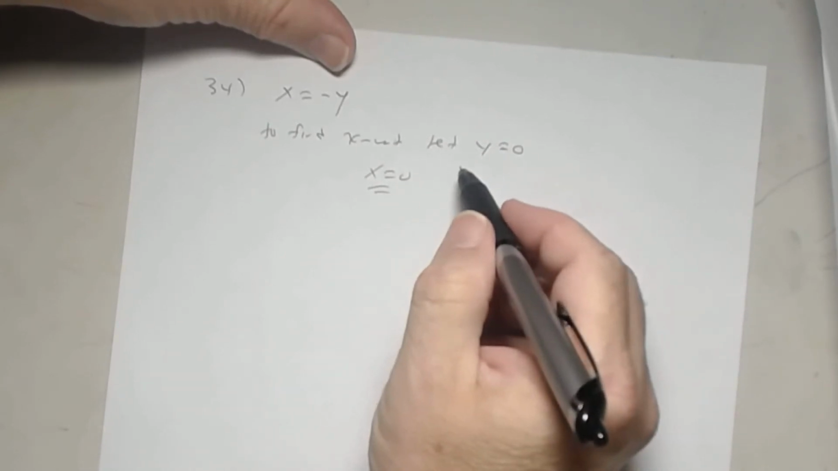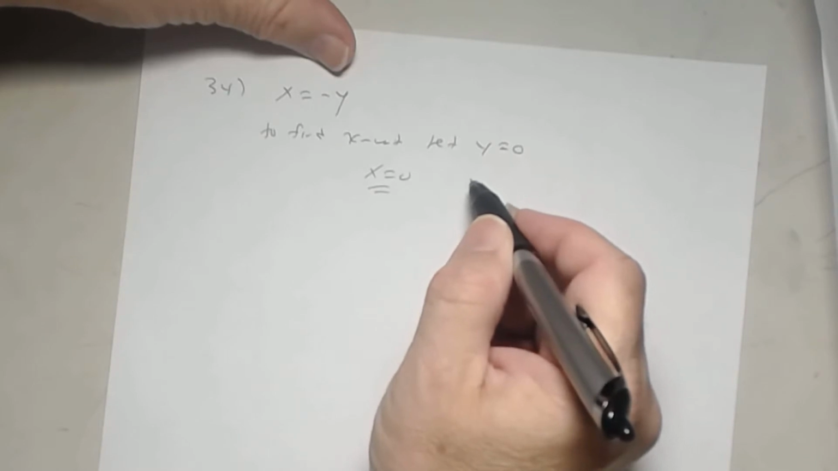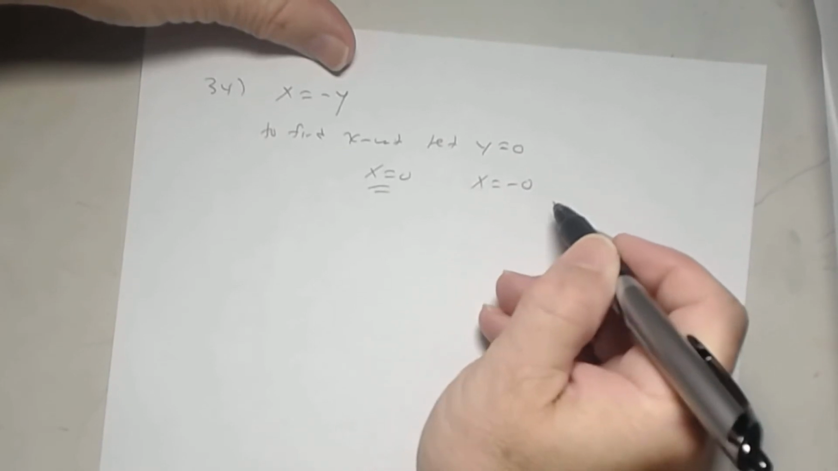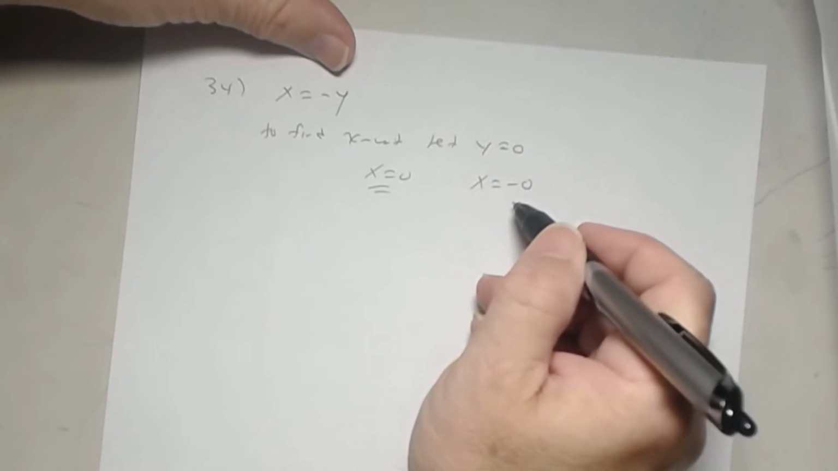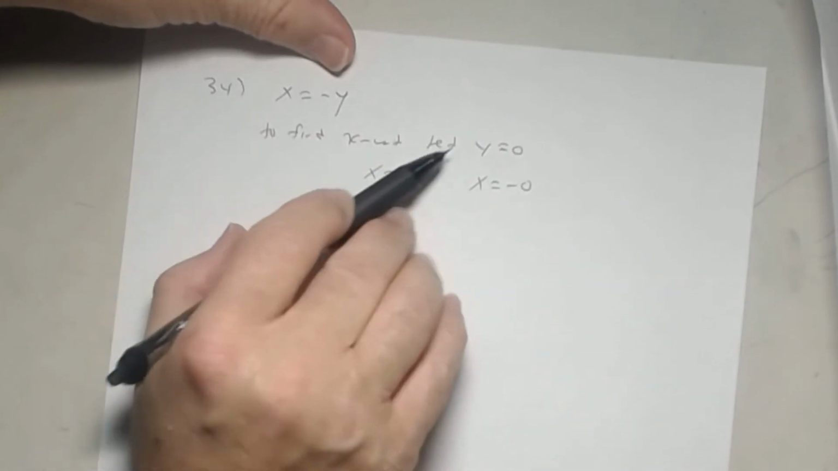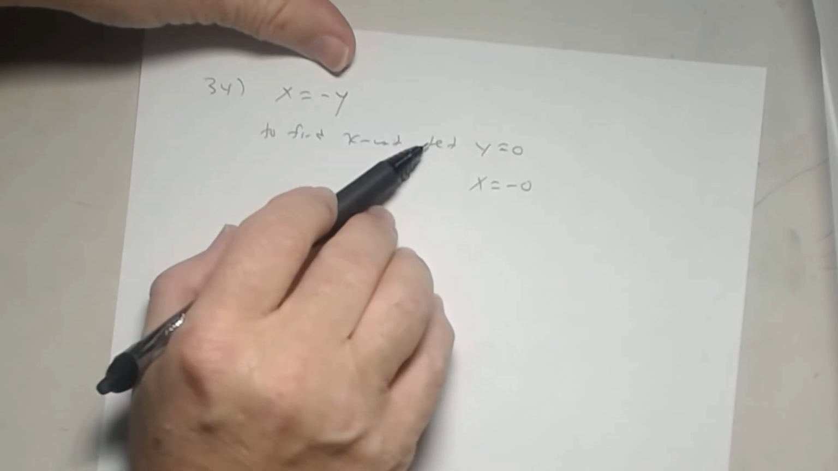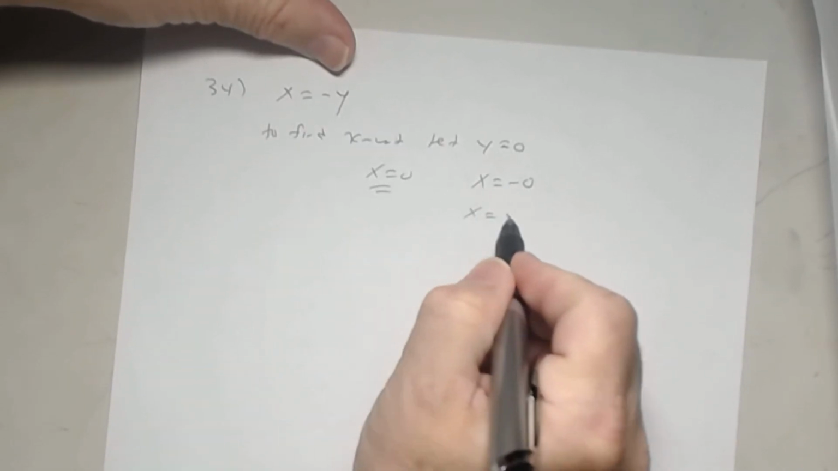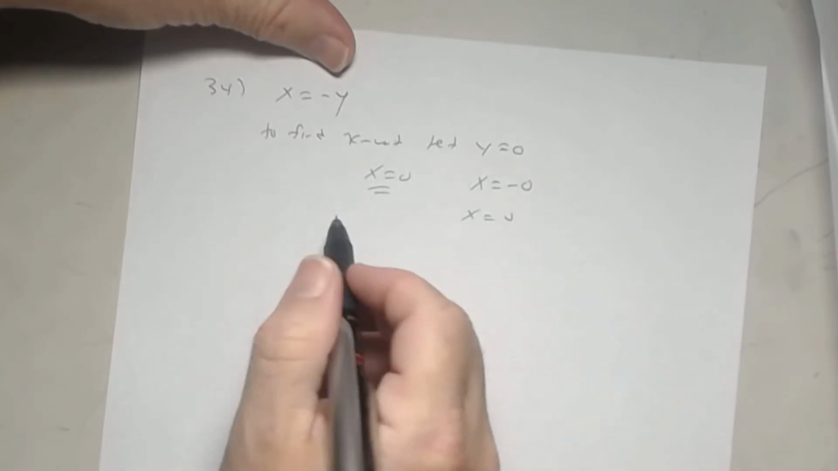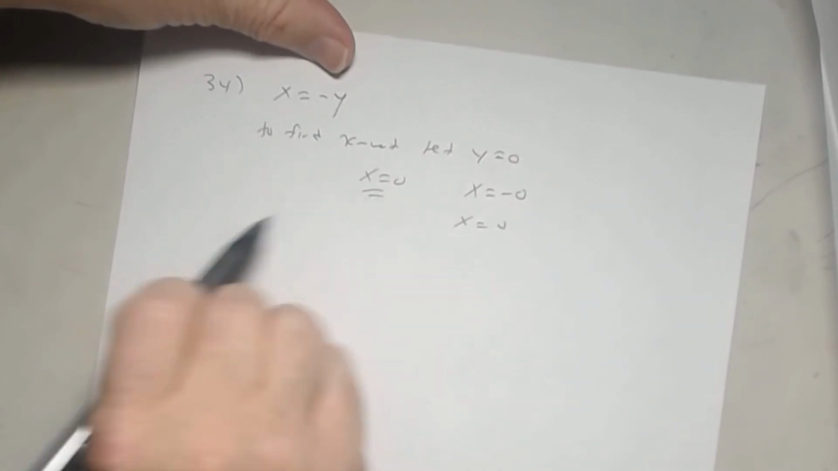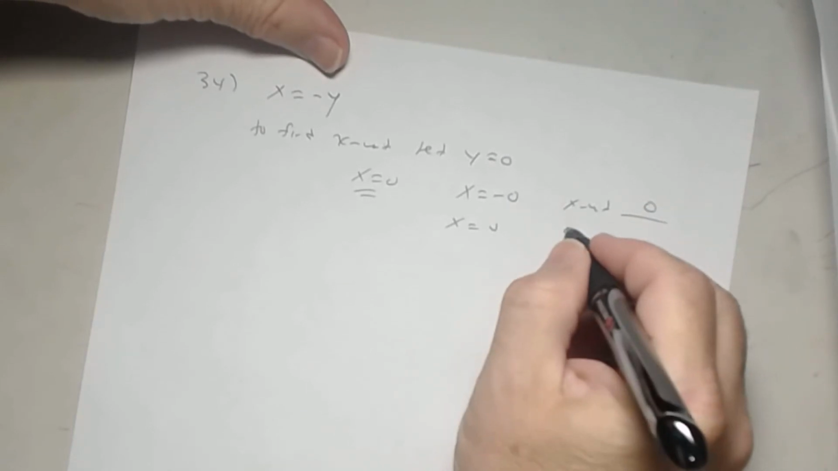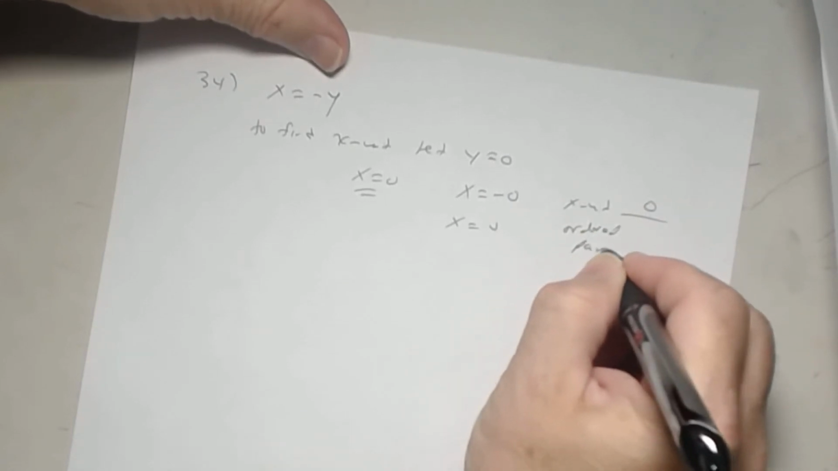Y'all agree? Someone said no. You can't really have a negative 0, so x equals negative 0, right? Well, that's negative y, and y is 0. But what is negative 0 the same as? 0. So x equals 0. So my x-intercept is what? As an ordered pair, it's 0, 0, which is the origin.